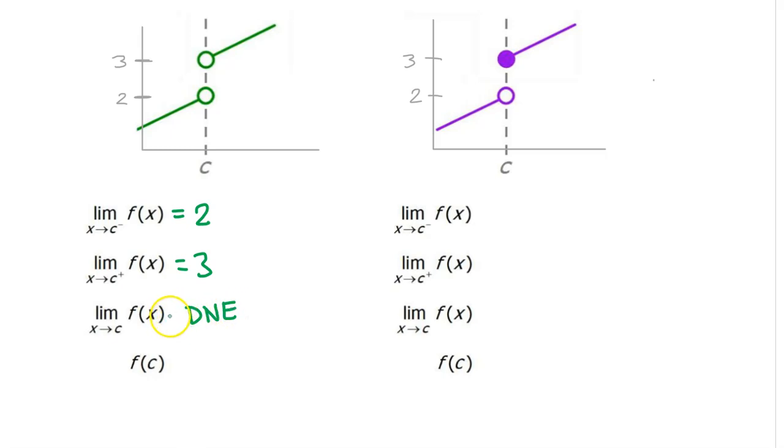Don't put an equal sign here. This is wrong. If you write a limit and then you say equals DNE, you're going to lose a point. So just don't put anything and just put DNE.